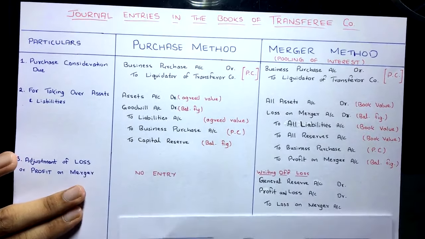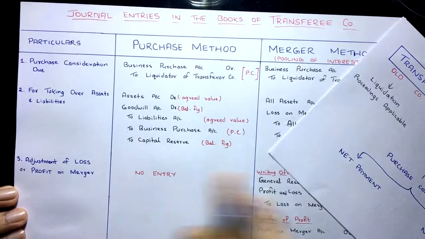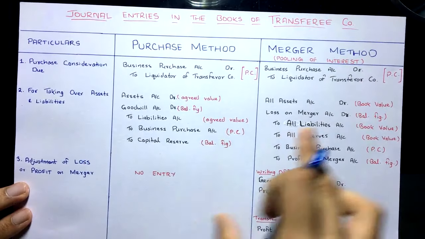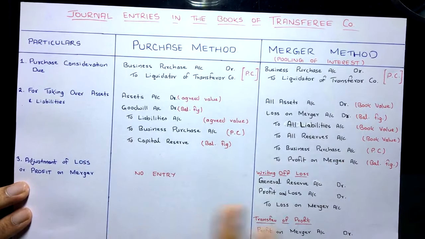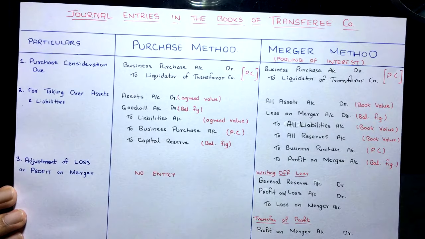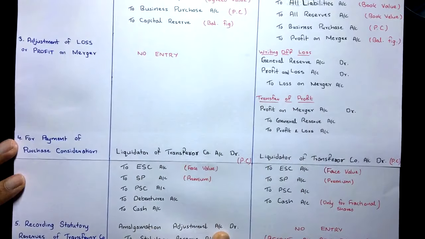And then the third entry is adjustment of loss or profit on merger. Now this is of the merger method. It is not on the purchase method. So there is no entry for that. Okay. So we'll come to that later. Then the fourth entry is, see here, it's very simple.